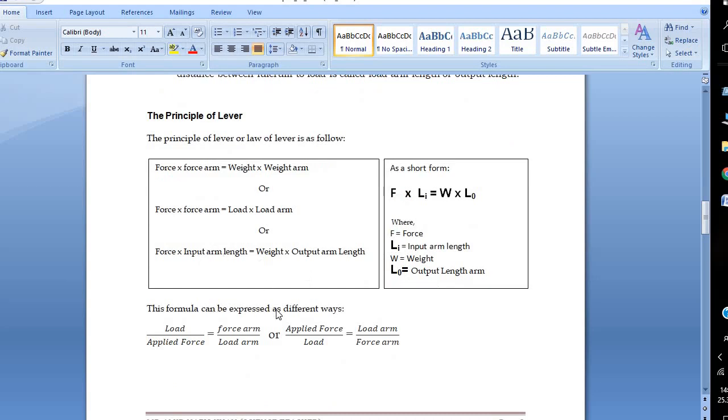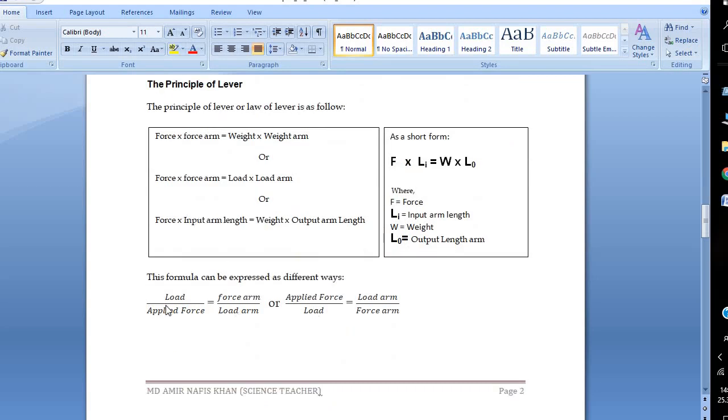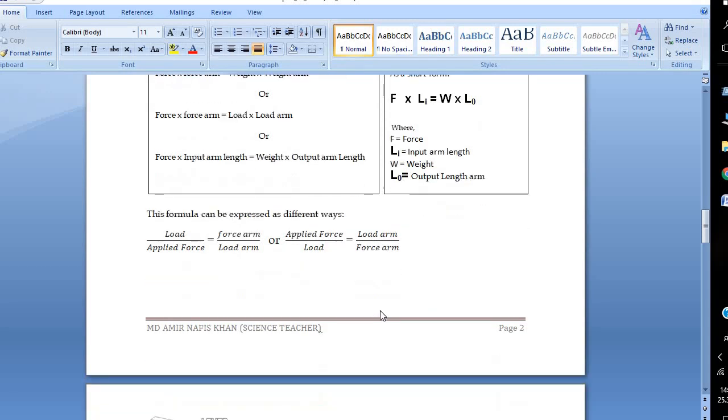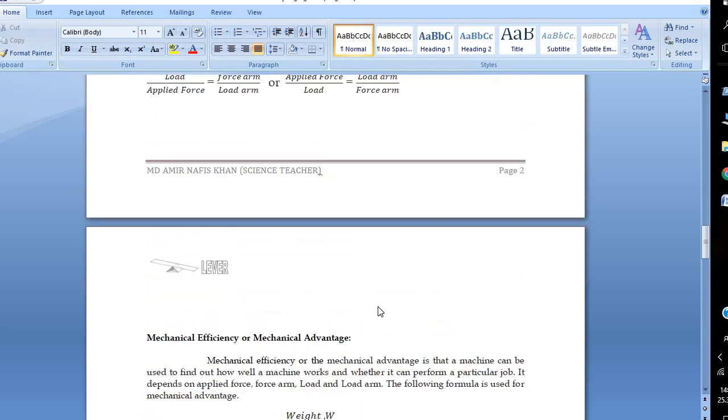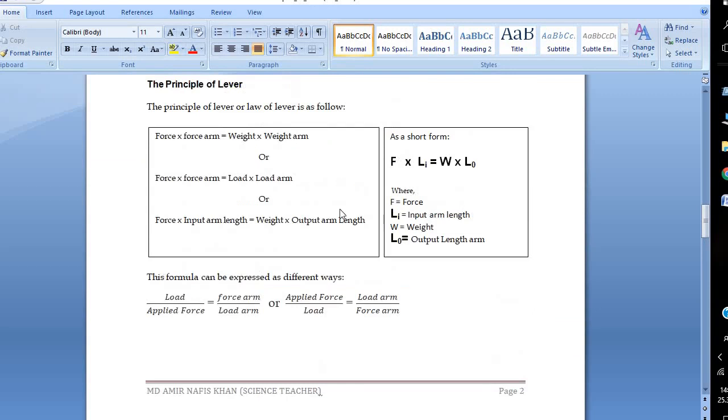Okay, the formula can be expressed in a different way. From this formula, you can write the division method: the load divided by the applied force is equal to the force arm divided by the load arm. Or you can flip these things: the applied force divided by the load is equal to the load arm divided by the force arm. So these are the formulas of the principle of the lever.